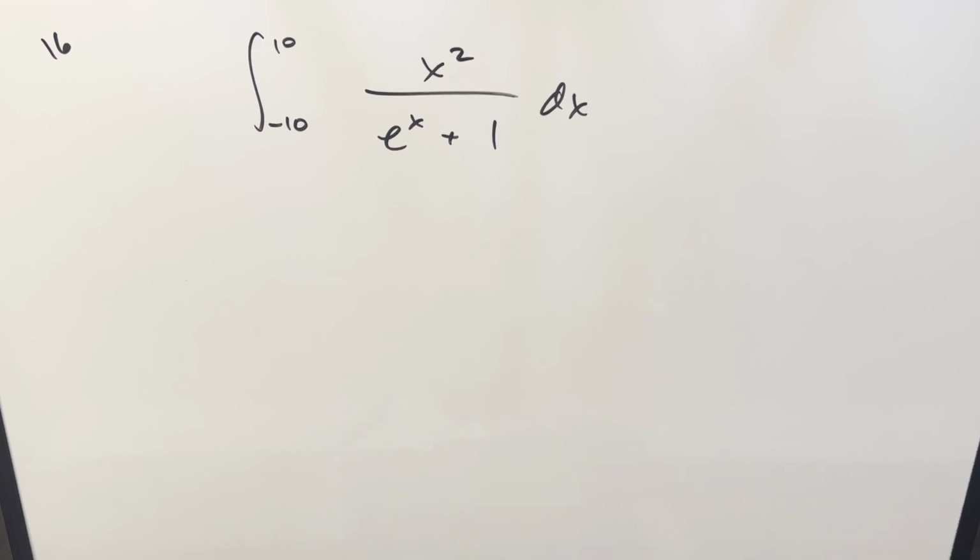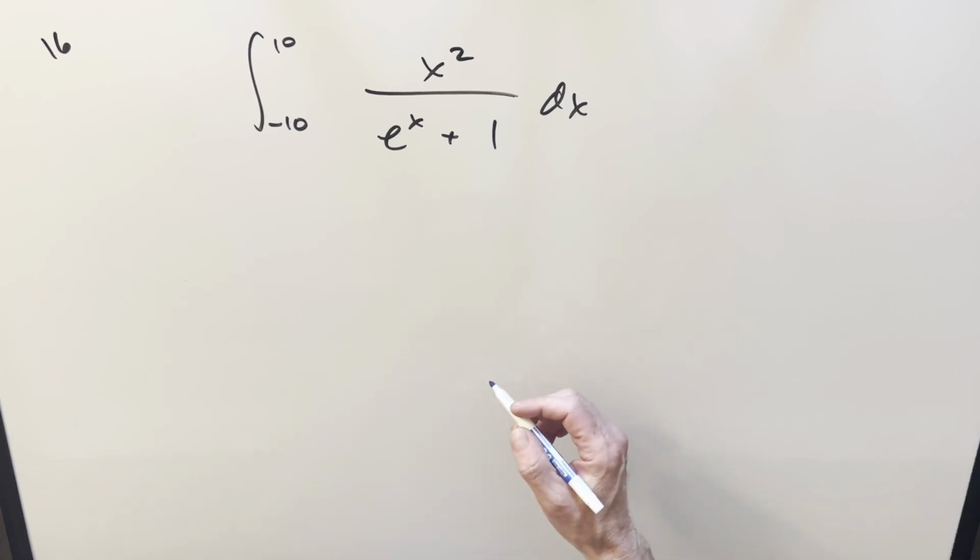Okay, we have here an interesting integral. This one's from the Columbia Integration Bee 2025, number 16. We have the integral from minus 10 to 10, x squared over e to the x plus 1 dx. This is the kind of problem that comes up a lot on a lot of the different integration bees, and I think we'll do it a different way.